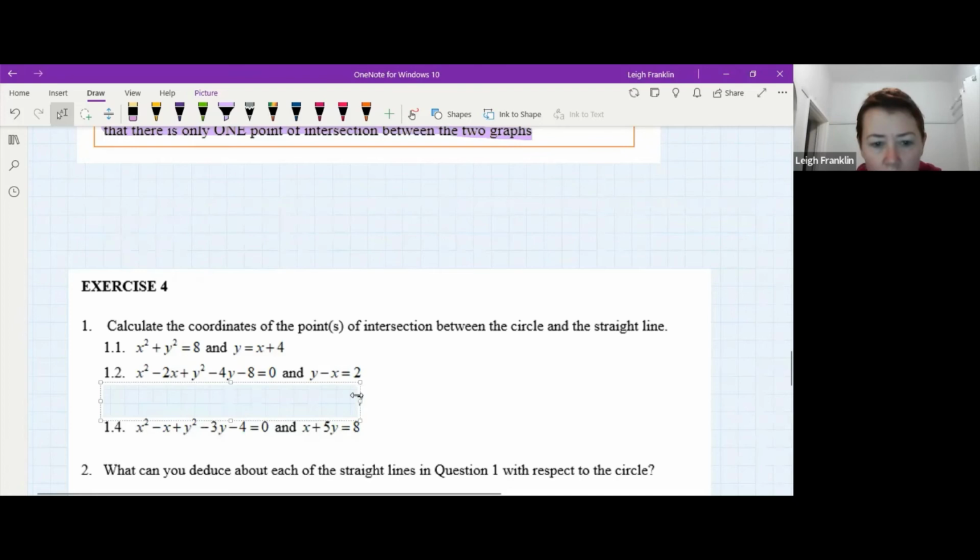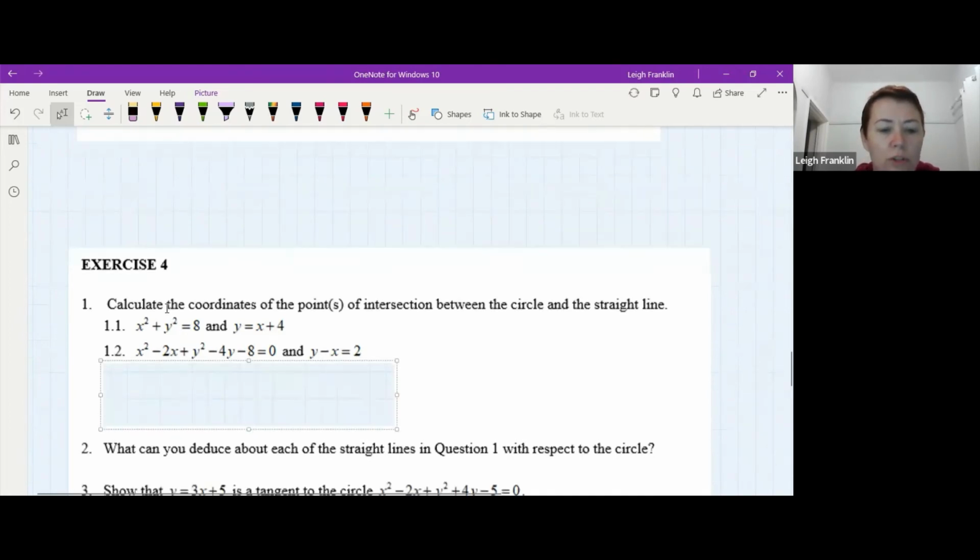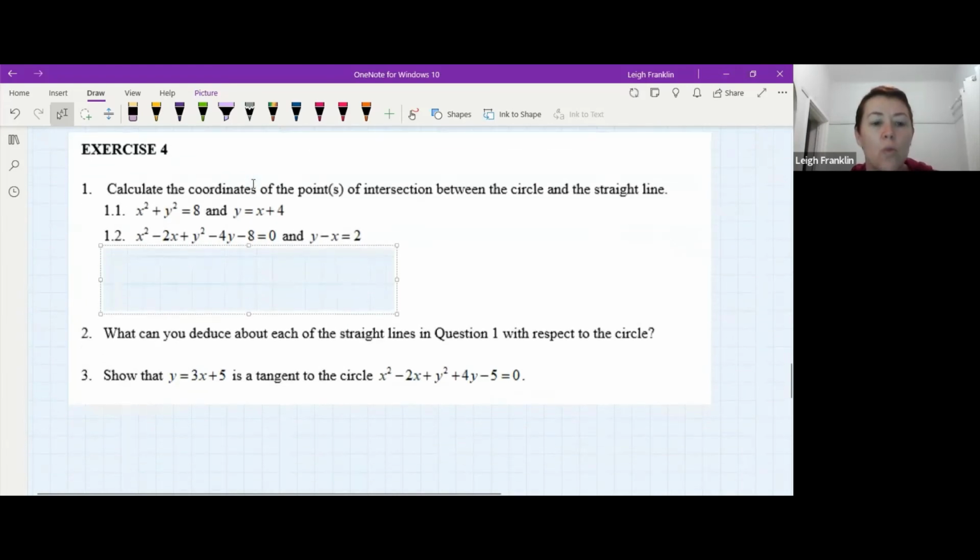Because we don't have an awful lot of time left. Okay, so what I want you to do is choose one. Either you're going to choose question 1.1 or question 1.2. 1.2 is the more challenging one and 1.1 is a little bit easier. I'm going to put a green here and an orange over there. You're going to calculate whether there is a point or points of intersection and what those coordinates are. Okay, ready, steady, go.